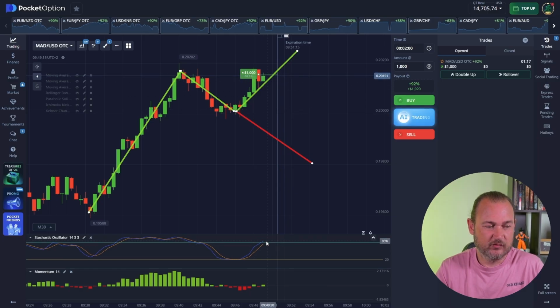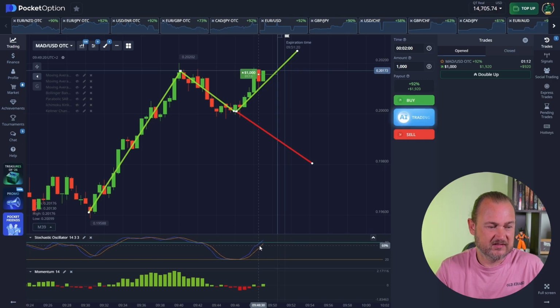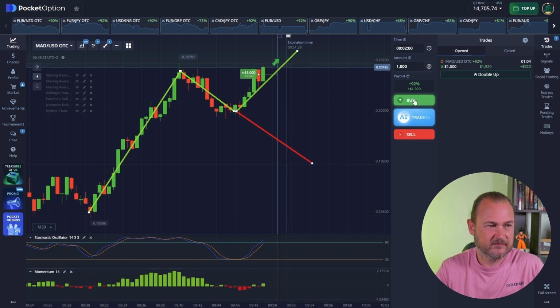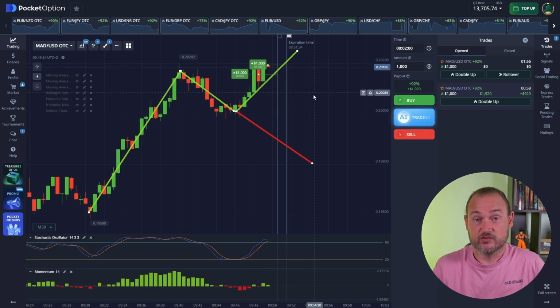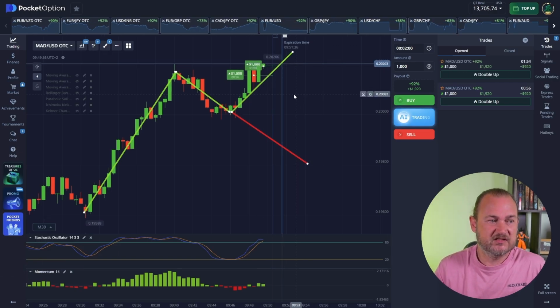I'm going to take another one on the close of this candle here, because now my conditions are 100% met. So I'm going to take another trade. Just going to wait for the close of the candle. Okay, so this second entry was taken according to my strategy. This is a good entry.